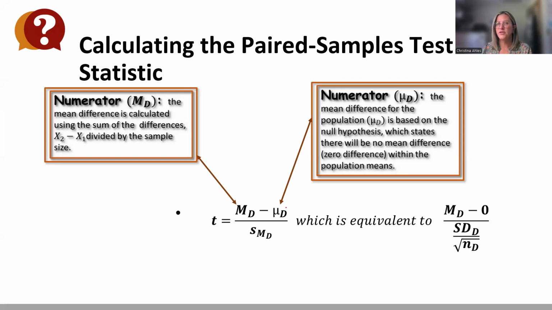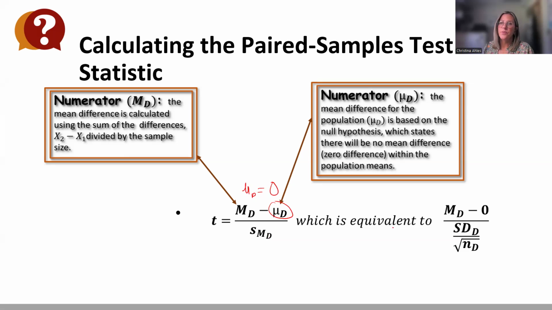And mu of D is just based upon the null. If there is no significant difference between condition 1 and condition 2, or time 1 and time 2, then mu of D is always going to be 0. So it's the mean differences minus 0, divided by the estimated standard error of the differences.